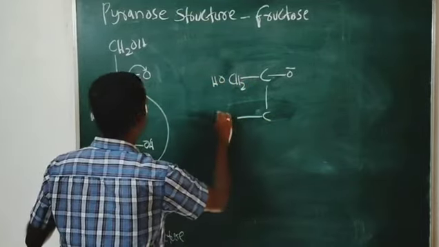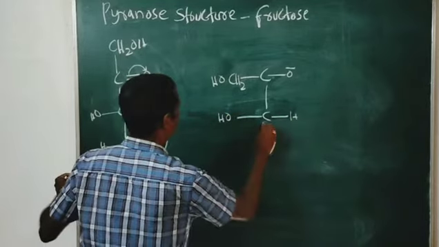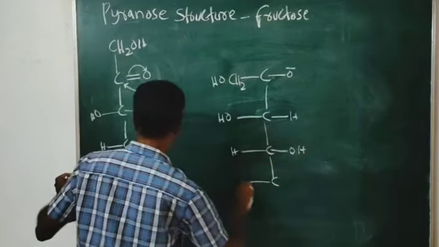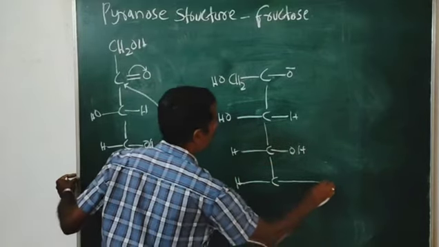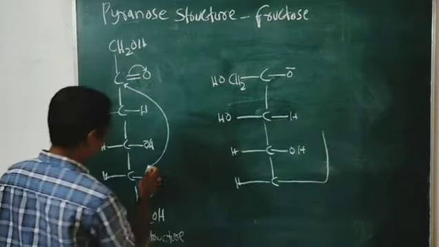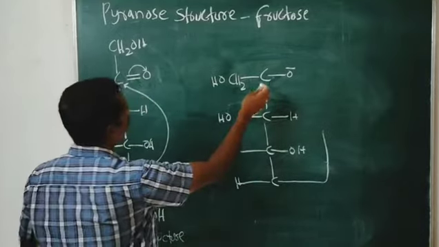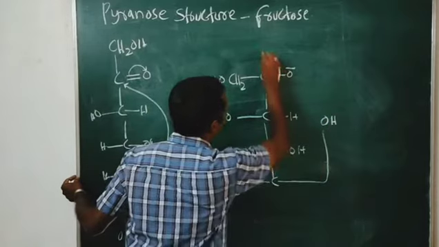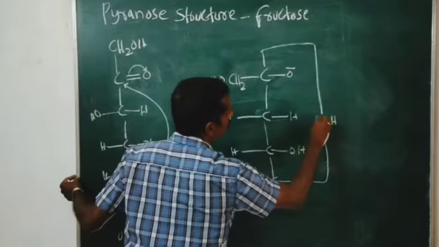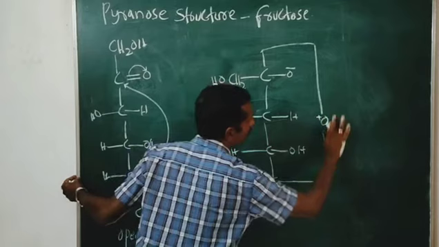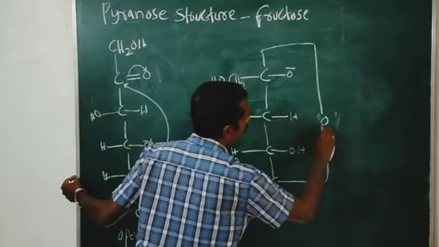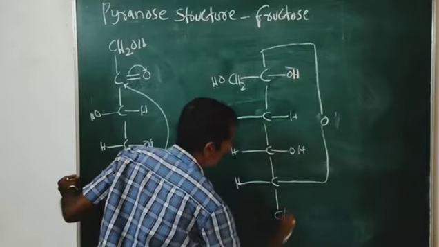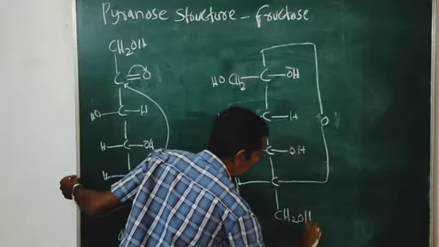And the rest is C. Here it is OH, here it is H, C, H. Here it is OH, and here it is C, H. And here you know that this OH and this carbon. Oxygen is getting a positive charge, so it will remove this H plus, and that H plus will attach here. Okay, and here it is CH2OH.